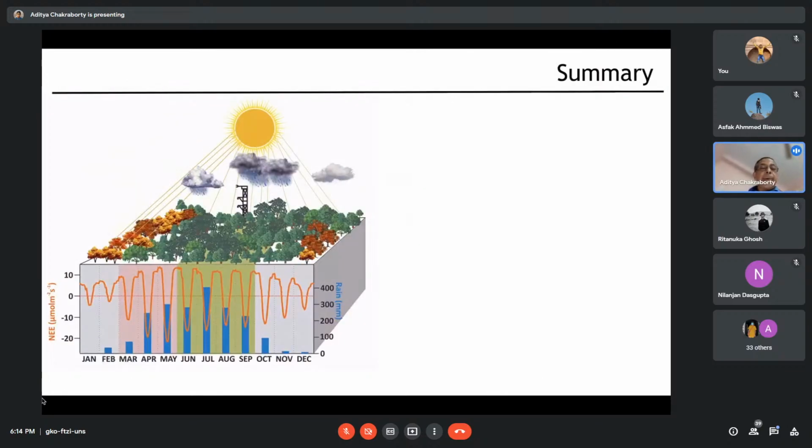So this is the summary. This figure shows the NE plotted as the red line, on a monthly average. And the blue bars show the monthly value of rainfall.